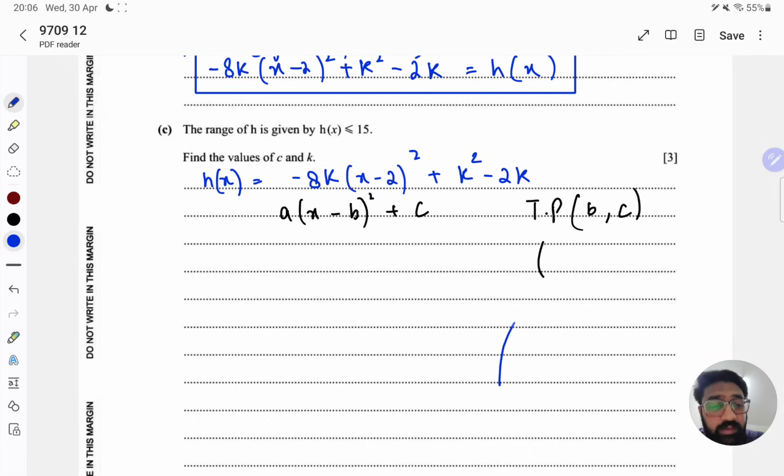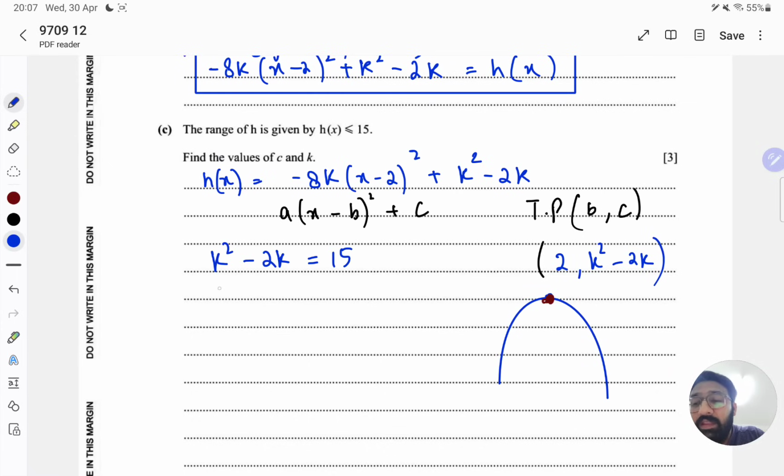So we can easily see the turning point over here. Let me sketch the graph first. The graph is going to be upside down. This is going to be the stationary point, the one right on the top that I marked with red. The coordinates of the stationary point are: the x coordinate is 2, and the y coordinate is k² − 2k. And he said that it has to be less than or equal to 15. So we can say that k² − 2k can be equal to 15, so k² − 2k − 15 = 0.